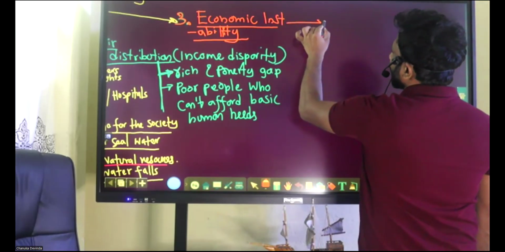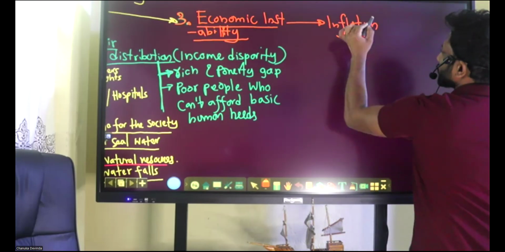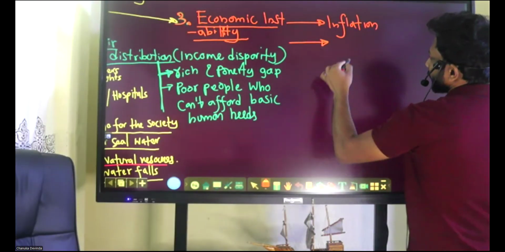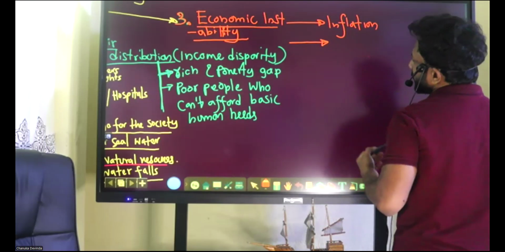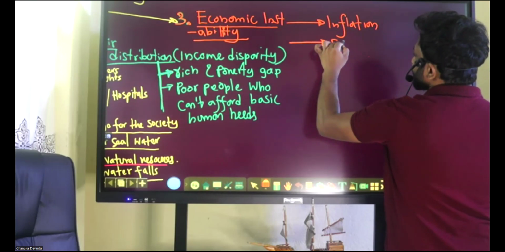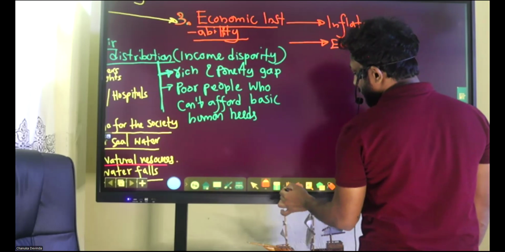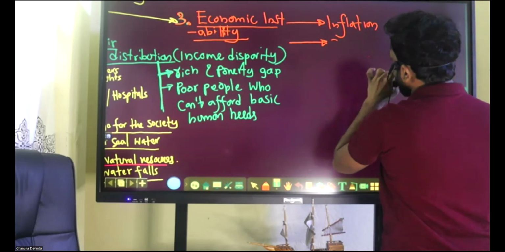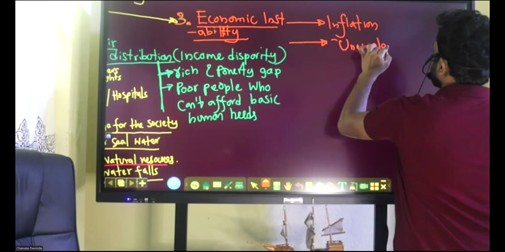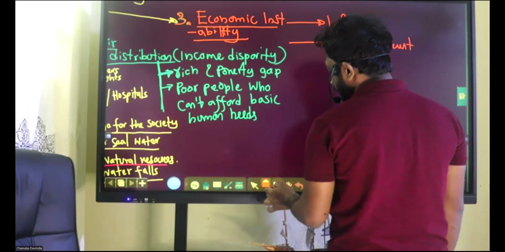Inflation. Some goods are limited and hard to find in the market. So economic recession or economic problems are there. Inflation, unemployment. Some people do not have job opportunities. Unemployment. Right? Those economic problems can be there.